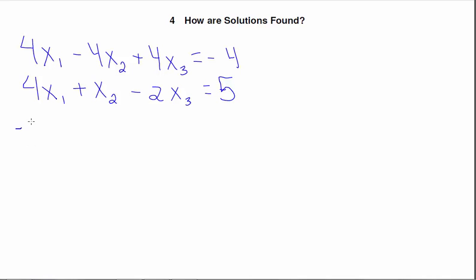And then minus 3x1 minus 3x2 minus 4x3 is equal to minus 16. So our question is, how do we solve this?